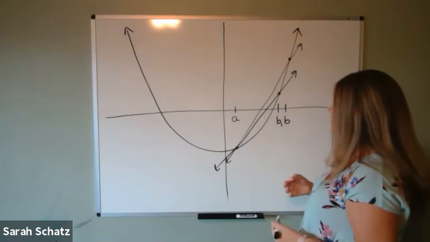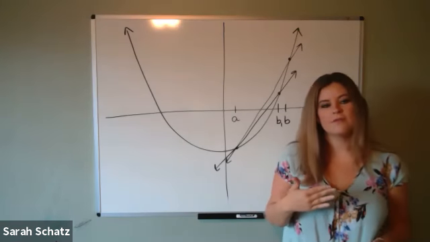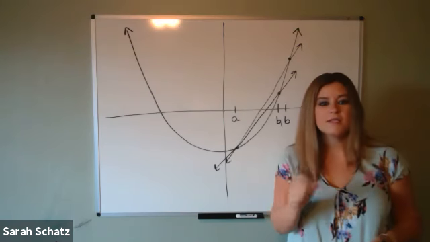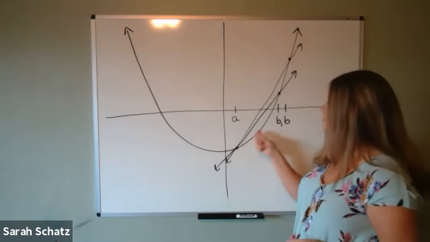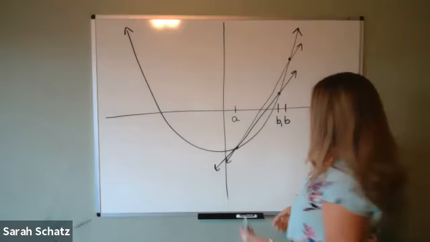You guys, so I say, ooh, if I just move B a little closer, when I calculate the average rate of change, it's going to be a little more accurate. It's going to be a little more like what the function is actually doing here. Let's make it closer.